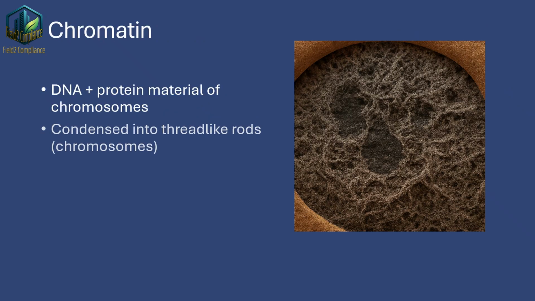Chromatin is the DNA and protein material that makes up the chromosomes. Inside the nucleus, it condenses into thread-like rods that we call chromosomes. Its main role is to store and organize genetic instructions, the blueprint for everything the cell does.